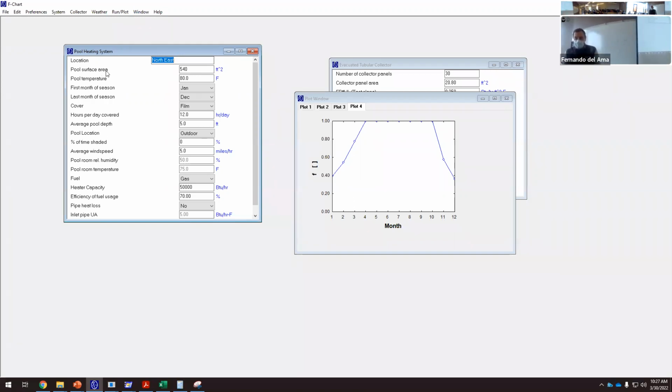We need a pool surface area. 540 square feet is not that much. What's the area of a swimming pool? Kind of. For a single family house, what would you say?